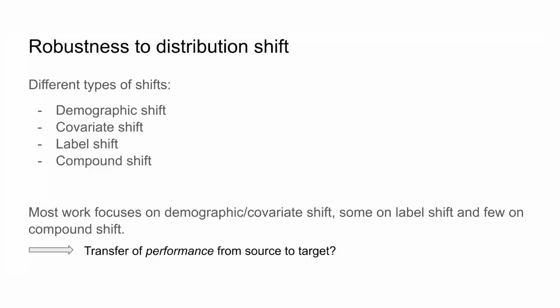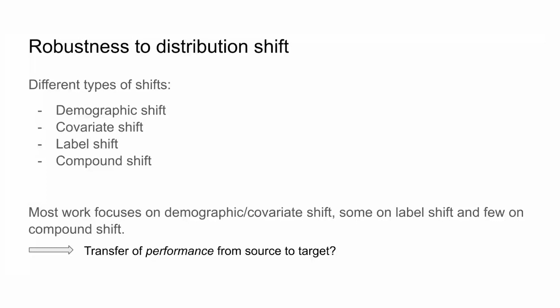We have label shift, which is a difference in, let's say, the prevalence of the diseases across the different environments. And then we have a compound shift. Compound shift is basically any combination of the demographic, covariate, or label shift. And we can quite easily see that compound shifts are going to be quite prevalent.